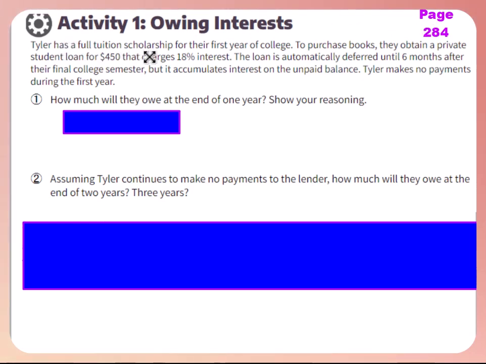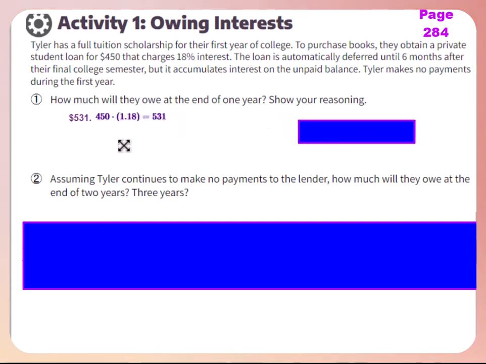Tyler has a full tuition scholarship for the first year of college. To purchase books, they obtain a private student loan for $450 that charges 18% interest. The loan is automatically deferred until 6 months after their final college semester, but it accumulates interest on the unpaid balance. Tyler makes no payments during the first year. How much will they owe at the end of 1 year? Show your reasoning.